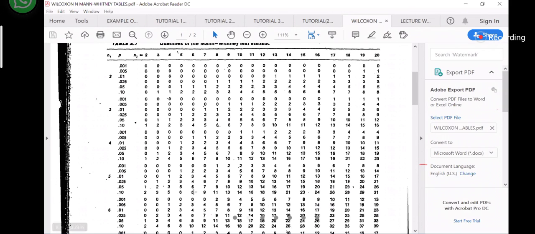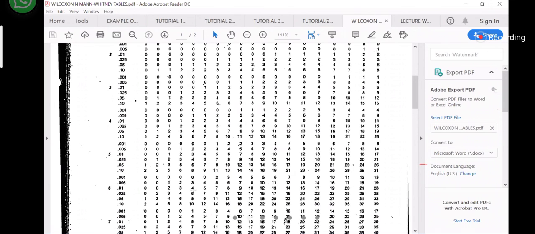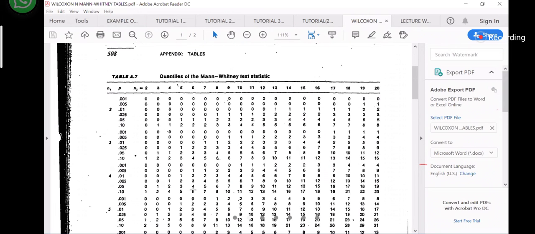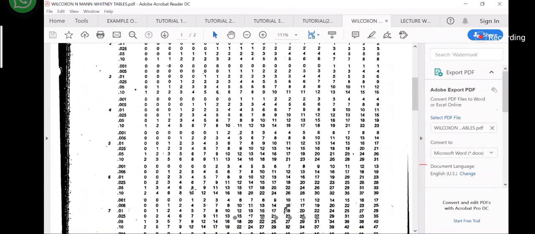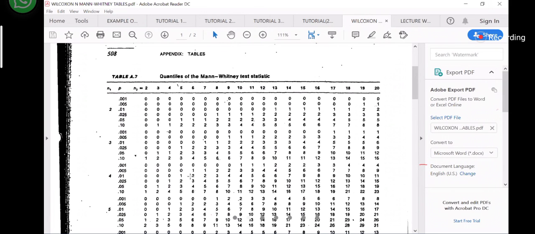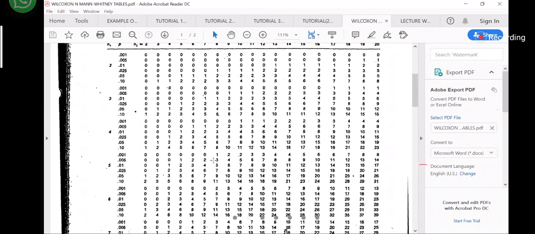So you are also responsible to know how to get the p-value, and how to make a conclusion based on the p-value. For this, you have to look at my notes and try to know how to calculate the p-value, not only for the Mann-Whitney, but also for the Wilcoxon signed rank test.